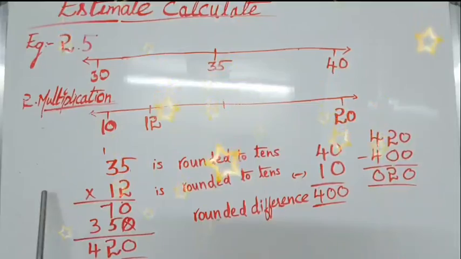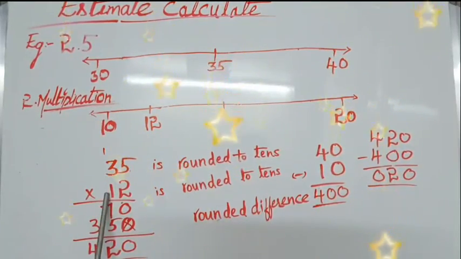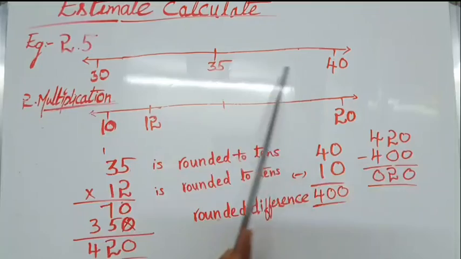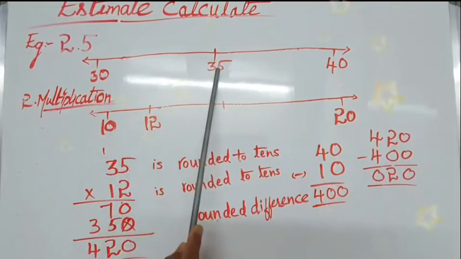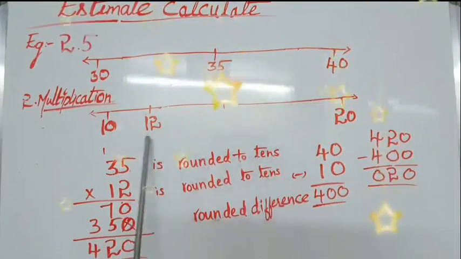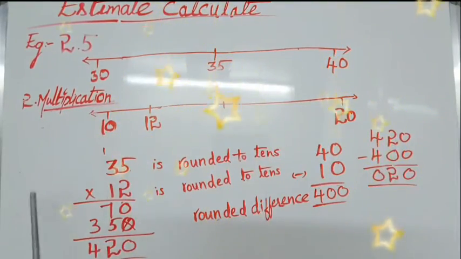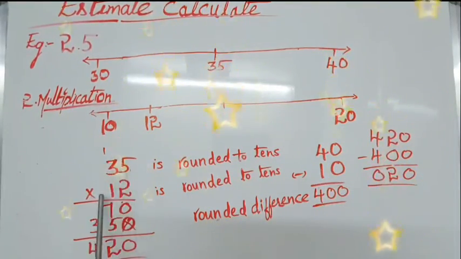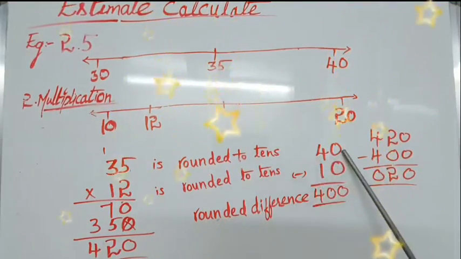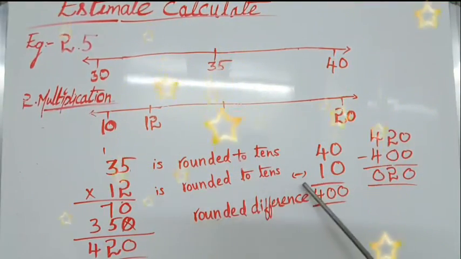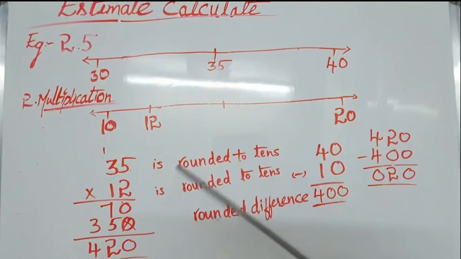Here our actual amount is written 35 into 12. Here I have drawn a number line to show you. Here 35 is nearest to 40 and 12 is nearest to 10. Now we multiply 35 into 12 and we get 420. In the same way, 35 is rounded to tens, that is 40, and 12 is rounded to tens, that is 10. We need not write it this way, I have just written it to make you understand. The rest of the others you can do by yourself.